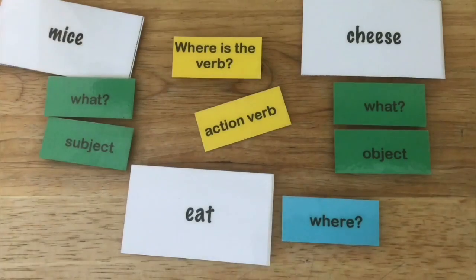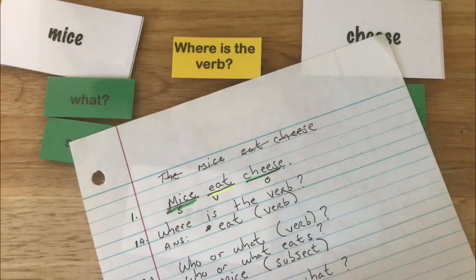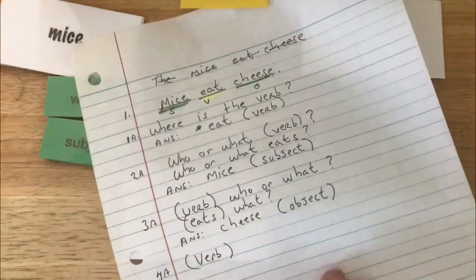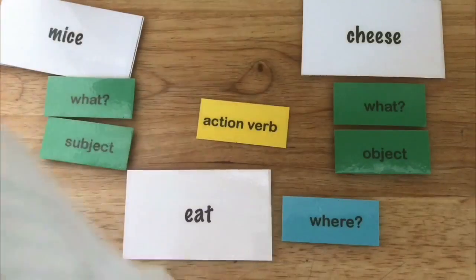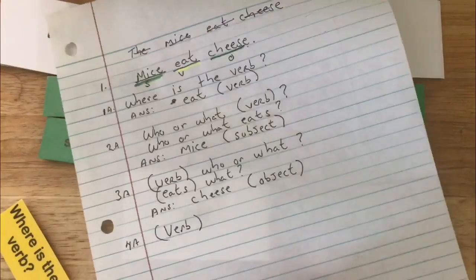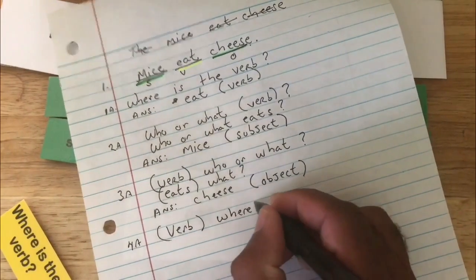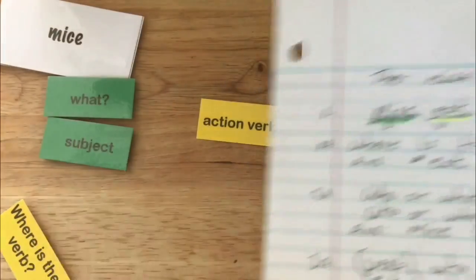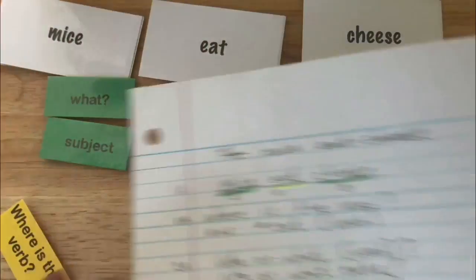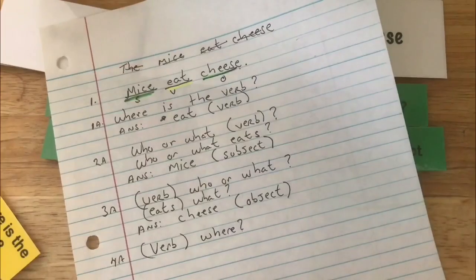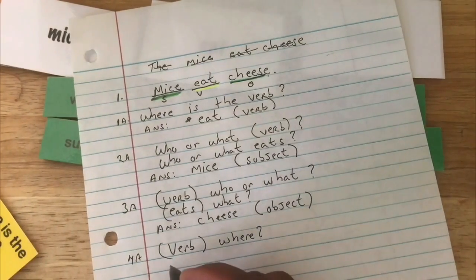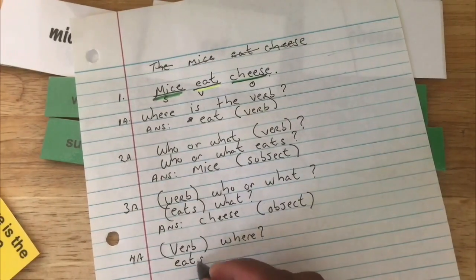But first, let me write my question down in my notes. Question 4a, I'm going to ask verb where. Let me write that out for you here so you can see it, okay? Where? You see me writing there? Verb where. Okay? Verb where. Eats where. All right, good. Verb where. And now I'm going to try to answer it. Eats where.